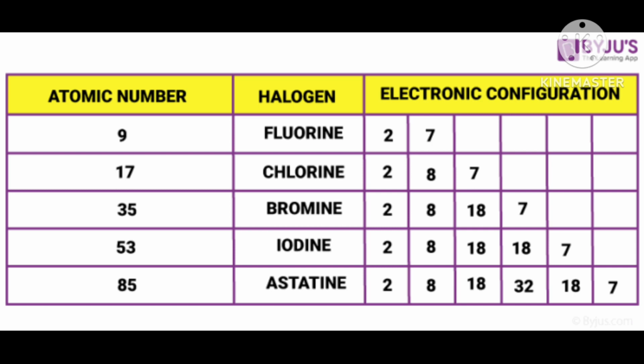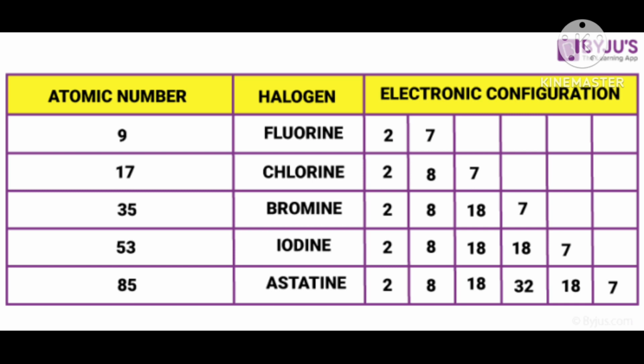Fluorine, chlorine, bromine, iodine and astatine are members of group 17. These are collectively known as halogens. What is the meaning of halogens? Halo is a Greek word meaning salt, and genes means born, that is, salt producer. Halogens means salt producers.